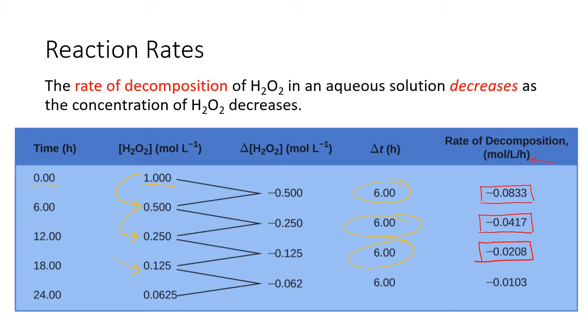So the rate of a reaction is not constant throughout. Usually the trend is as the concentration falls, the rate of the reaction decreases because you're using up your reactants, so you have less reactants available to actually react, and therefore the rate starts to decrease over time.